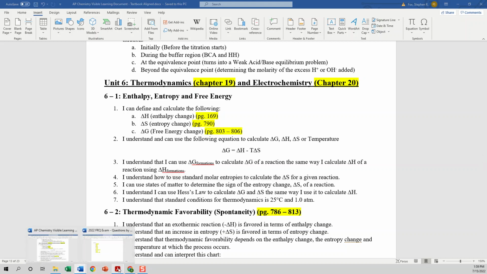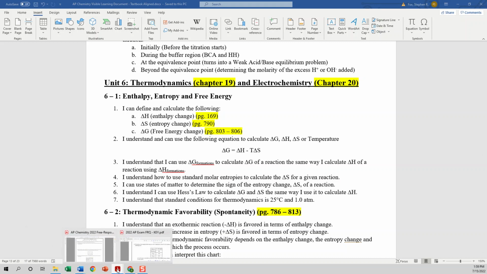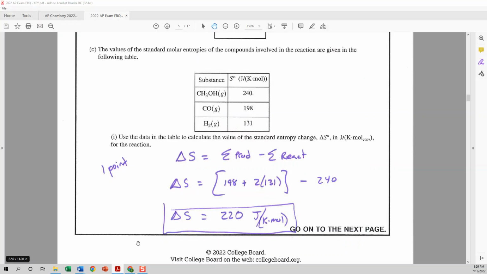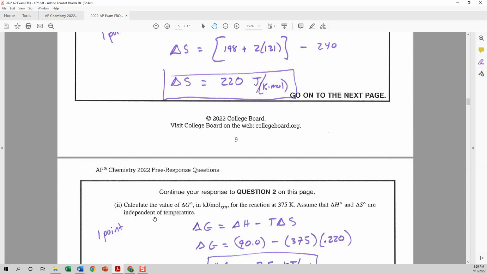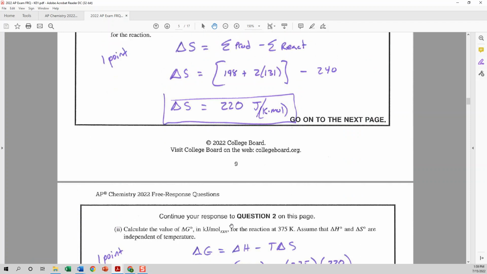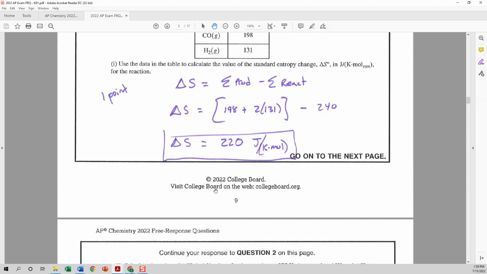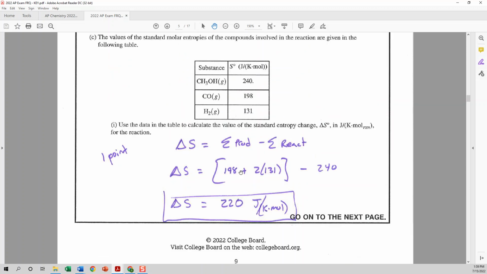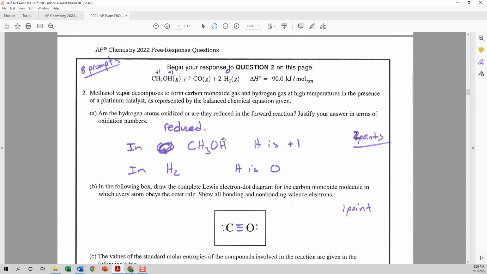Let's go to the next question. Okay. So the next one, part 2 here, calculate the value of delta G in kilojoules per mole. So here's something to watch out for. They want the delta G in kilojoules. You just found the delta S in joules. And if you scroll all the way up, remember, this is all question 2. So the stuff we started with in question 2 still pertains to all this stuff going down.